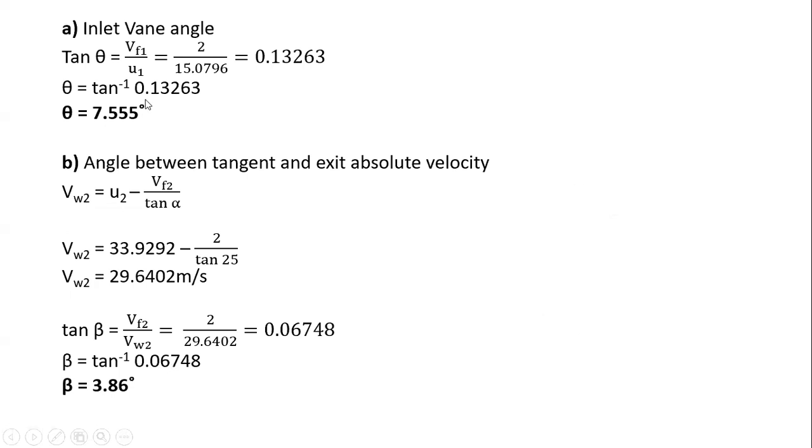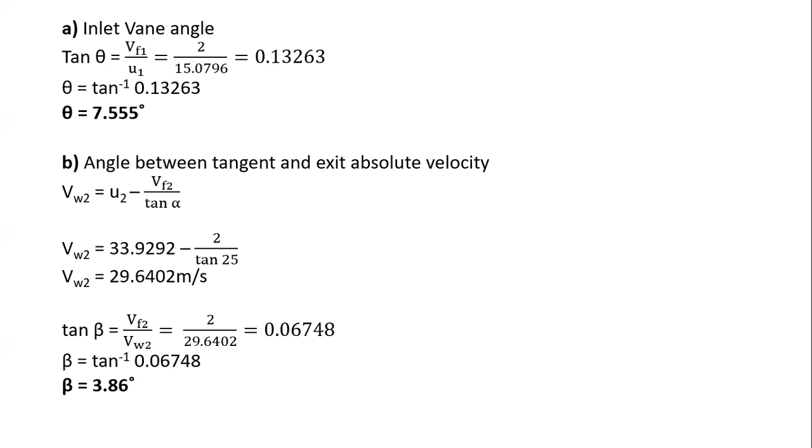So here I have it. V1, or VF1, over U1 is tan theta. So VF1, we said, is 2 meters per second, and U1 we calculated as 15.0796. So this gives us 0.13263. What we want is the angle theta, so we say tan inverse of 0.13263, which gives us 7.555 degrees.